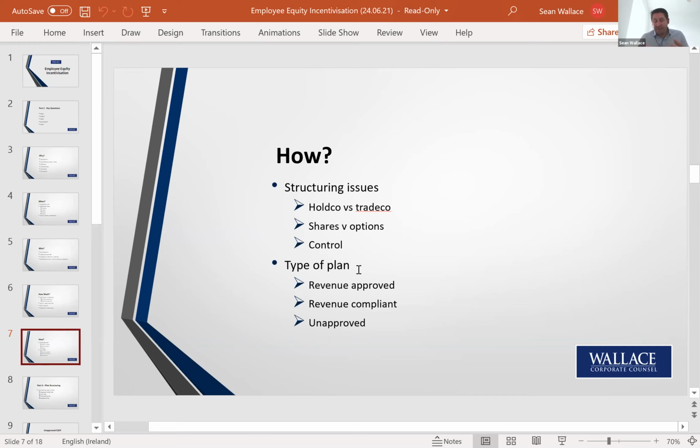there are really 3. There are revenue approved plans like Save As You Earn scheme or approved profit share plans. They generally don't work for 90% of companies because the levels of participation are too low, and the thresholds are too low to make it a genuinely attractive award for employees, and they're time consuming and costly to put in place. And when I mentioned earlier that Ireland was quite a long way behind the likes of the UK, these types of plans, that's what I'm referring to.